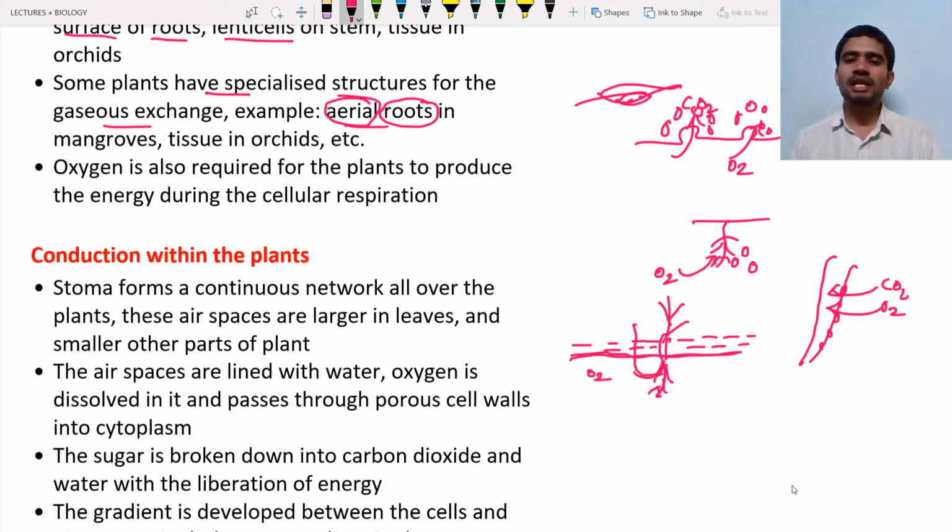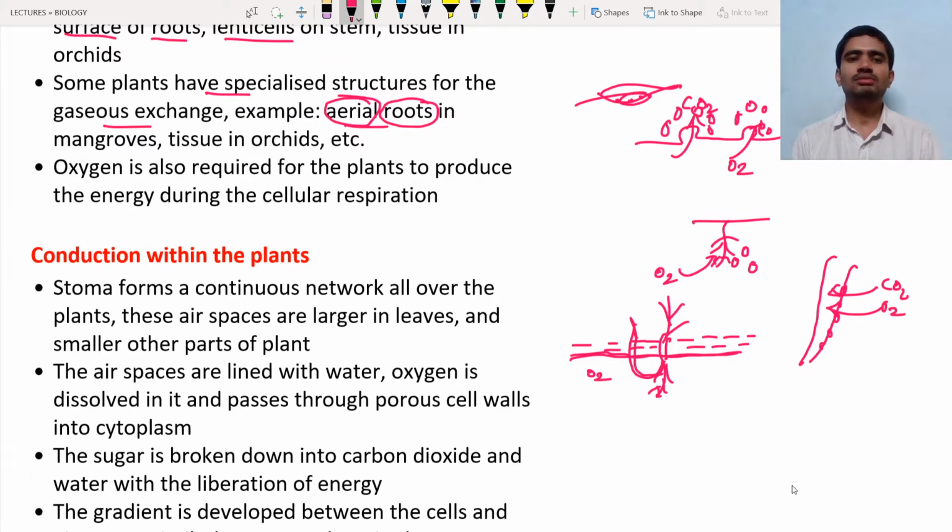Such kind of roots are known as aerial roots. These roots are coming out of the ground and coming out of the water, and they are appearing on the surface of the water. Such kind of roots is seen in mangroves. It's a region where the land is covered with water. These plants are known as mangrove plants, and such plants can be seen in that condition.